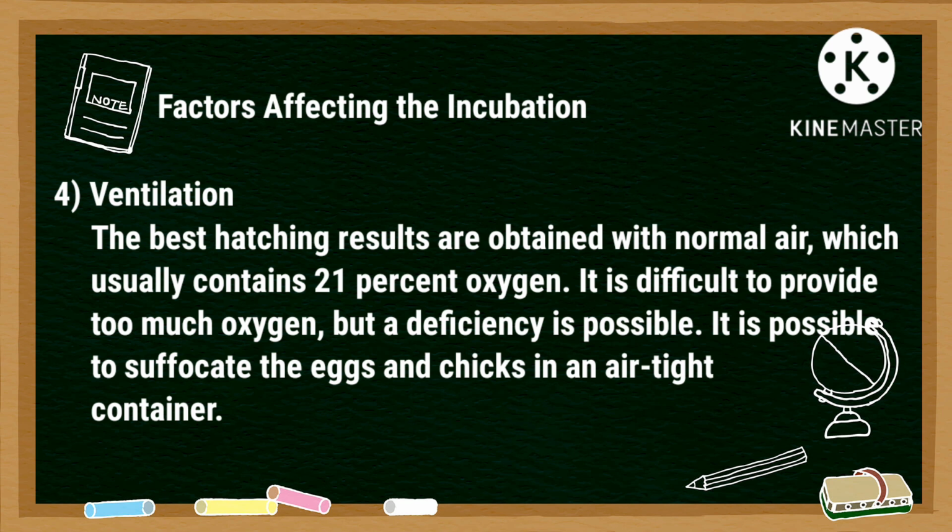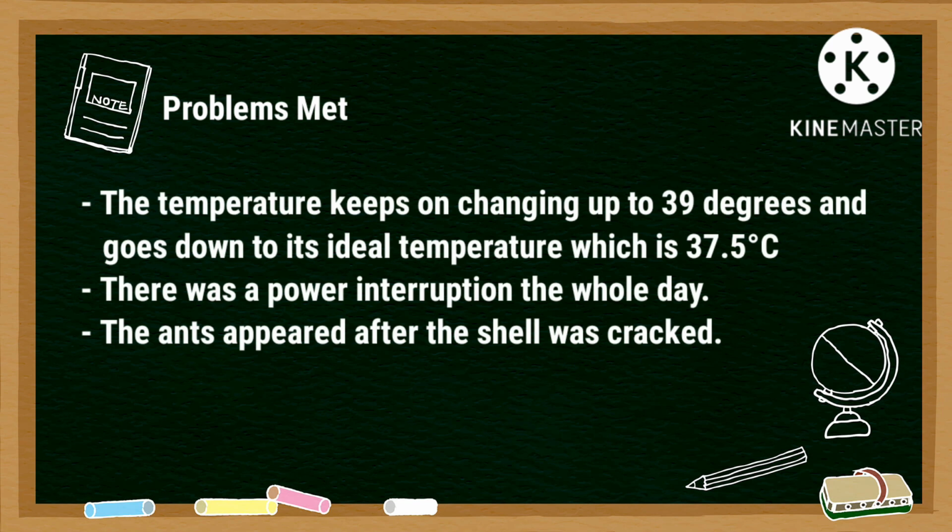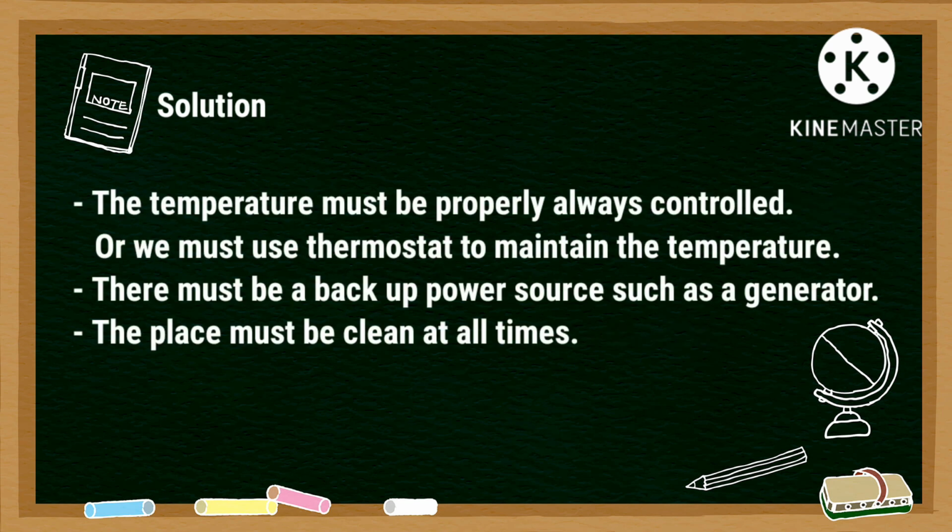Now, let's move to problems met. Here are the problems that we encounter during the incubation process. First, the temperature keeps on changing up to 39 degrees and goes down to its ideal temperature, which is 37.5 degrees Celsius. Second, there was a power interruption the whole day. And lastly, the ants appeared after the shell was cracked. And here are the solutions on the problems we encounter. First, the temperature must be properly always controlled, or we must use thermostat to maintain the temperature. Second, there must be a backup power such as a generator. And lastly, the place must be clean at all times.